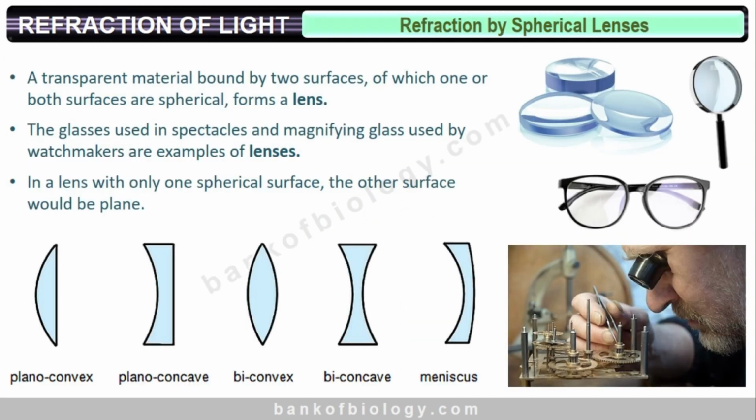Refraction by spherical lenses. A transparent material bound by two surfaces, of which one or both are spherical, forms a lens. The glasses used in spectacles and the magnifying glass used by watchmakers are examples of lenses. In a lens with only one spherical surface, the other surface would be plane. There are plano-convex, plano-concave, biconvex, biconcave, and meniscus lenses.